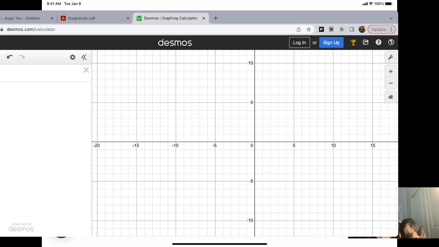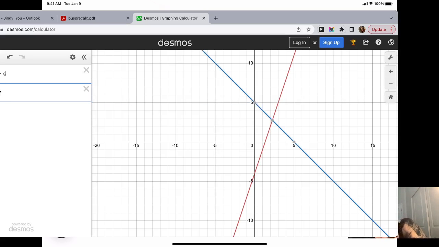So when we type in the function that we need, which is the first one, h of t equals 3t minus 4, we get a red line. And now let's look at another line that we have, another graph, name it j, equals 5 minus t. So it's going to be the blue line.